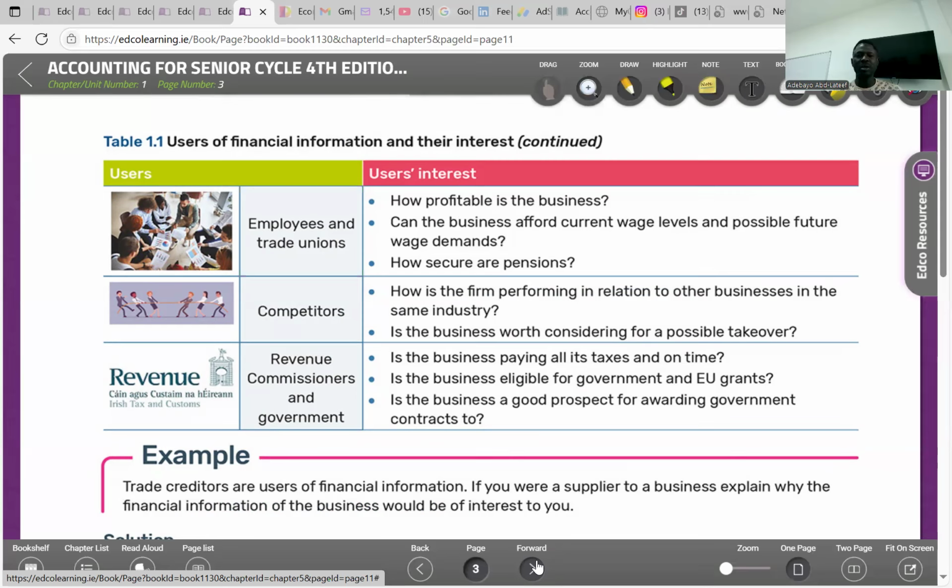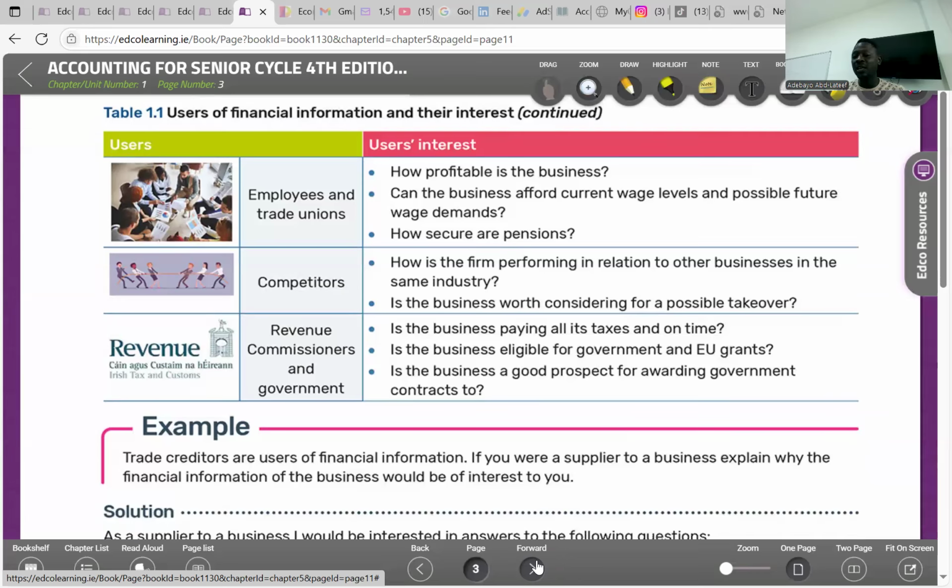For competitors, what is their interest and why do they need the financial statements of their rivals? How is the firm performing in relation to other businesses in the same industry? Competitors will use the financial statements of their rivals to know how the business is performing in the whole market. Two, is the business worth considering for a possible takeover? Competitors might have interest in the business. Is it worth taking over the business? Is it worth integrating with the business? Is it worth buying over the business? This is why they need the financial statements.